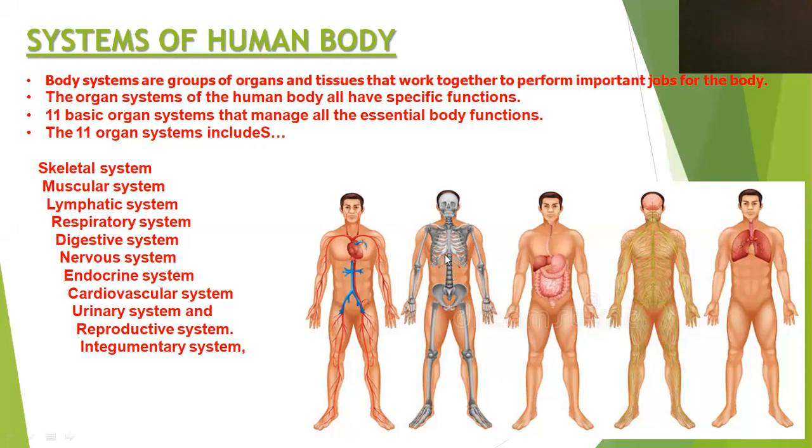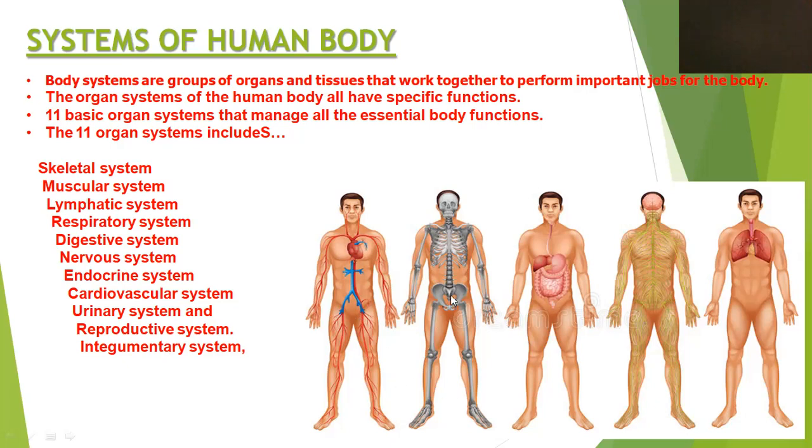Bones and cartilages. See here in this image, this diagram shows the skeletal system. Then the second one is the muscular system. It consists of muscles, different types of muscles. Then the lymphatic system, respiratory system, digestive system, nervous system, endocrine system, cardiovascular system, urinary system, reproductive system, and integumentary system. These are the different systems of the human body.